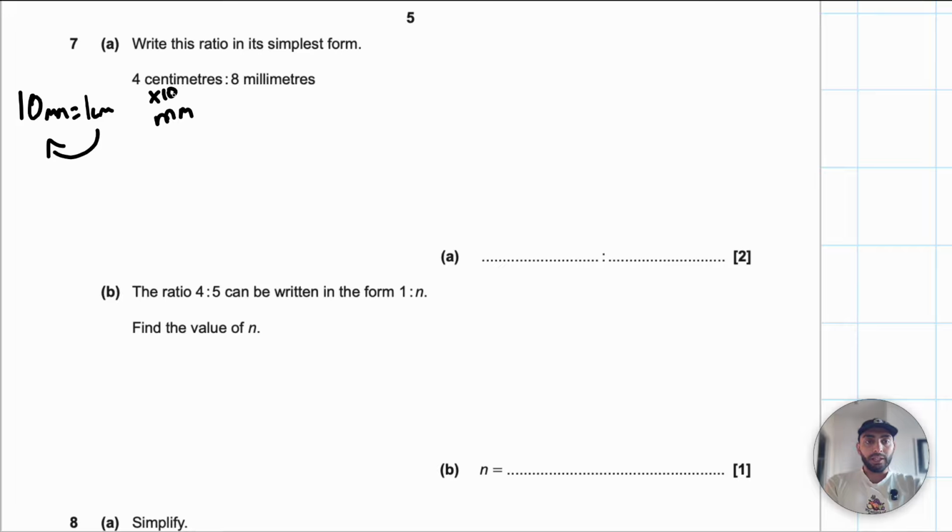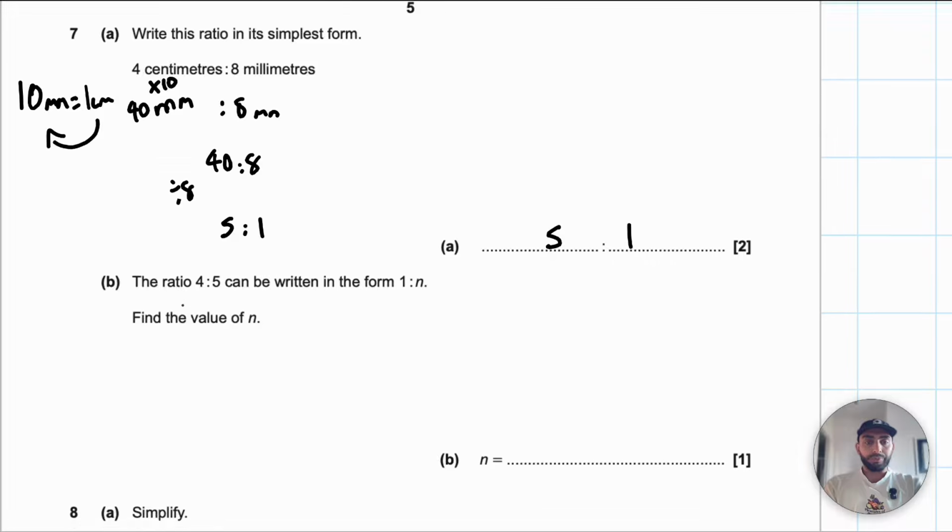So 4 times 10 is 40. I've got 40 millimeters to 8 millimeters. Just write 40 and 8. What number goes into both 40 and 8? So that would just be 8. 40 divided by 8 is 5, and 8 divided by 8 is 1. So it's 5 to 1.